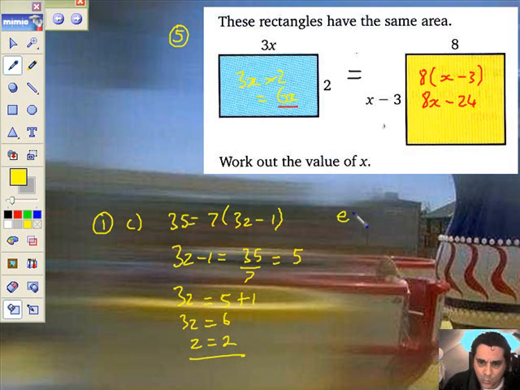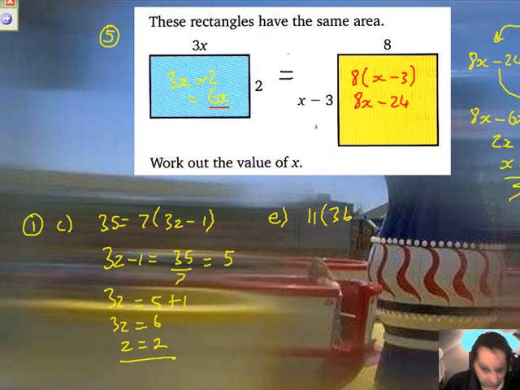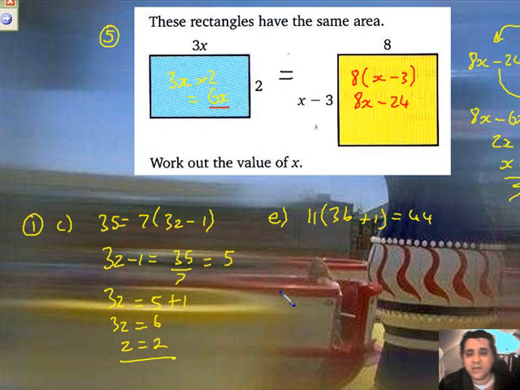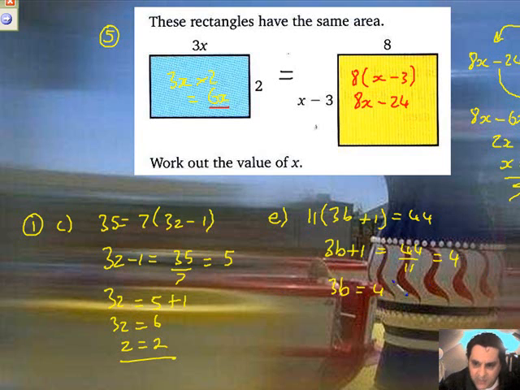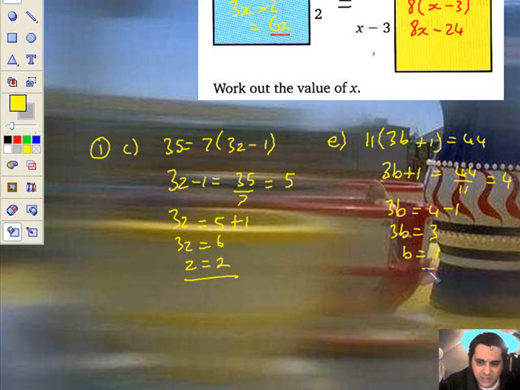So this is 1e. It says 11, open bracket, 3b plus 1, all comes to 44. Again, I could multiply all out to make life complicated, but I can see that 44 divided by 11 works out really nicely. So 3b plus 1 is the same as saying 44 divided by 11. Of course, 44 divided by 11 is 4. So I've got 3b is going to be 4, take away the 1. So 3b is 3. If 3b is 3, b is going to be 1. Sweet.